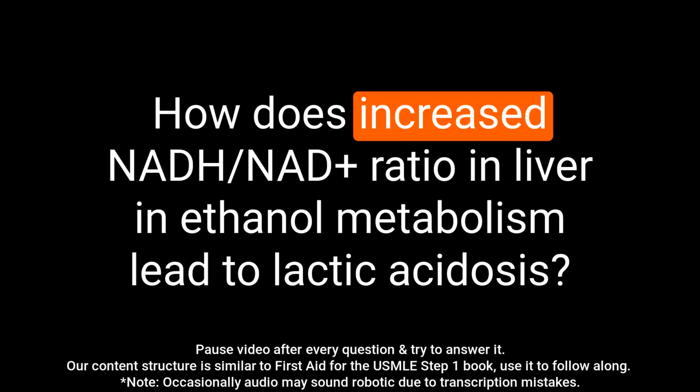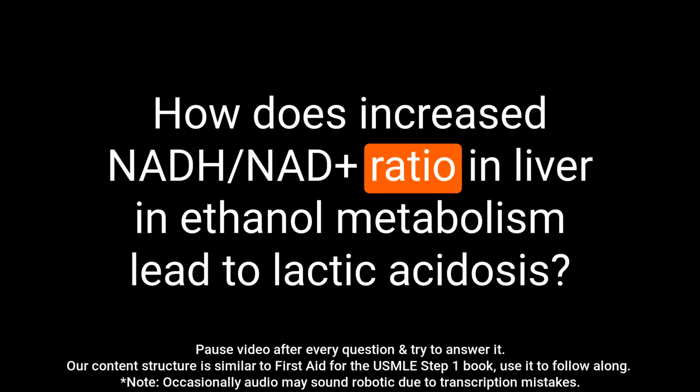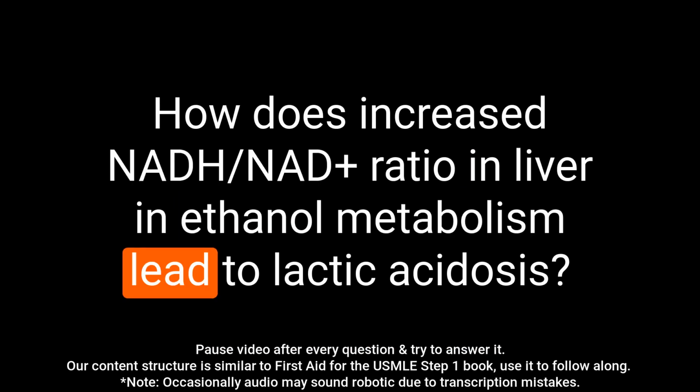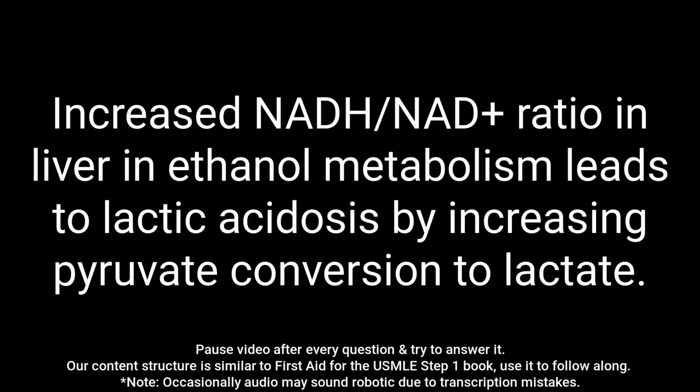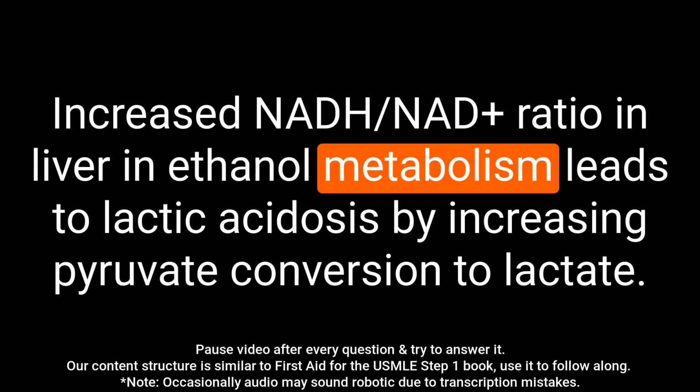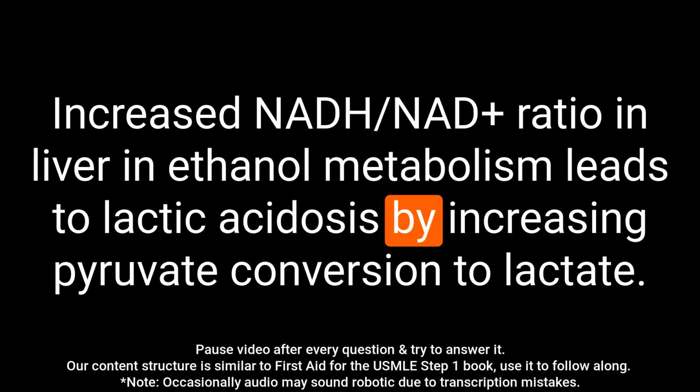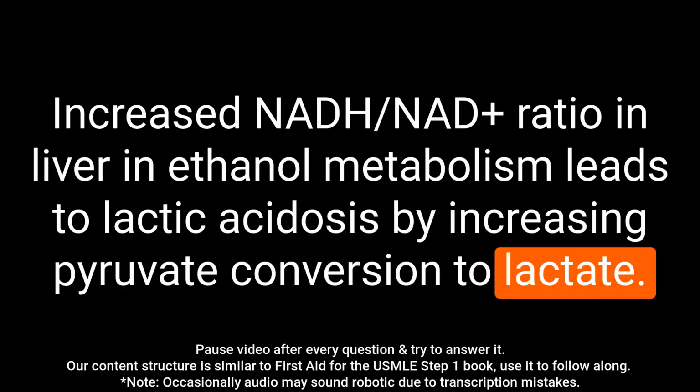Question: How does increased NADH and a D plus ratio in liver and ethanol metabolism lead to lactic acidosis? Answer: Increased NADH, NAD+ ratio in liver and ethanol metabolism leads to lactic acidosis by increasing pyruvate conversion to lactate.